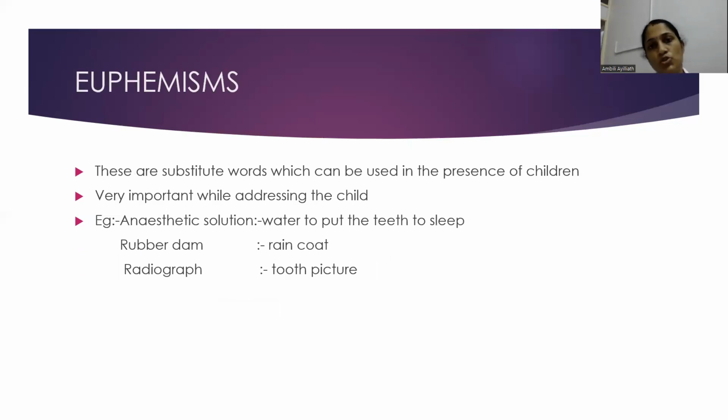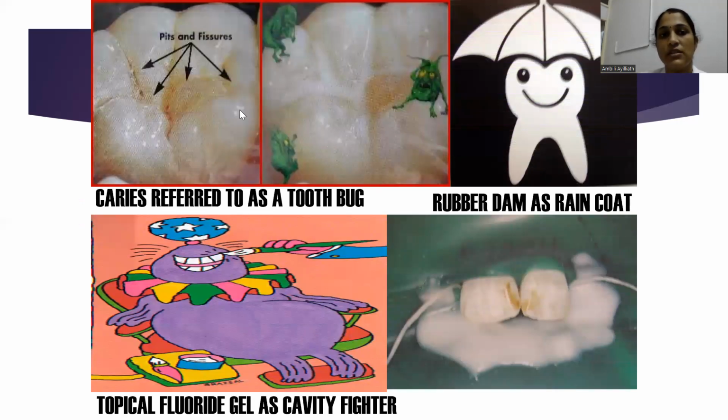Now, there are some word substitutes we use in our practice. They are known as euphemisms because most of the dental terms they won't be able to grasp. So word substitutes are given. These are the substitute words which can be used in the presence of children. It's very important while addressing the child. For example, we refer to rubber dam as raincoat, radiograph as tooth picture. Bacteria which cause decay are called tooth bugs, and topical fluoride gel as cavity fighter. So these are the euphemisms we commonly use in our daily practice.